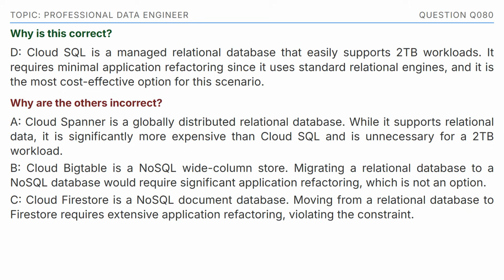A. Cloud Spanner is a globally distributed relational database. While it supports relational data, it is significantly more expensive than Cloud SQL and is unnecessary for a 2 TB workload. B. Cloud Bigtable is a NoSQL wide column store. Migrating a relational database to a NoSQL database would require significant application refactoring, which is not an option. C. Cloud Firestore is a NoSQL document database. Moving from a relational database to Firestore requires extensive application refactoring, violating the constraint.